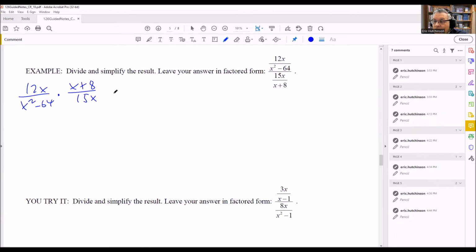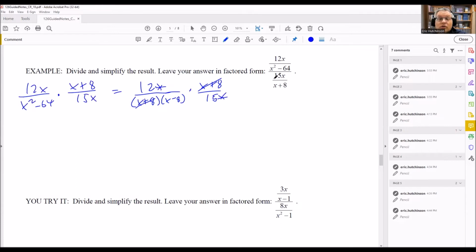Okay, so the next thing I want to do is factor the bottom because that's a difference of squares. We can do x plus 8, x minus 8. And we multiply this by the other fraction, x plus 8 over 15x. Now we want to see if we can cancel anything. So the x plus 8s are going to cancel out, as well as the x's are going to cancel.